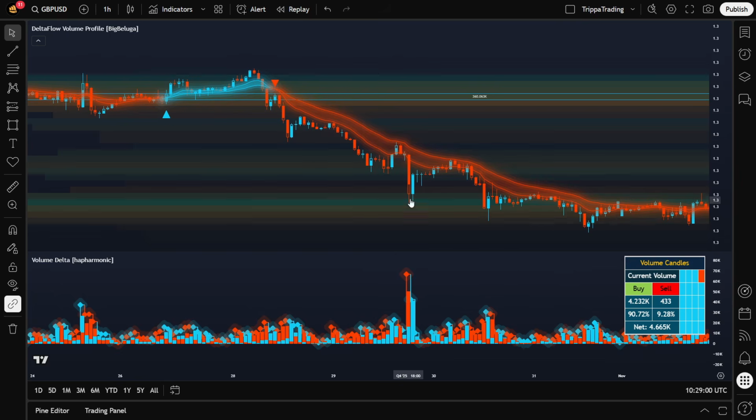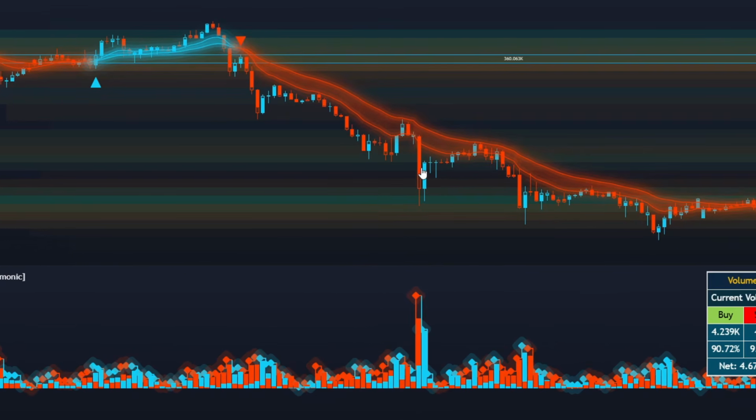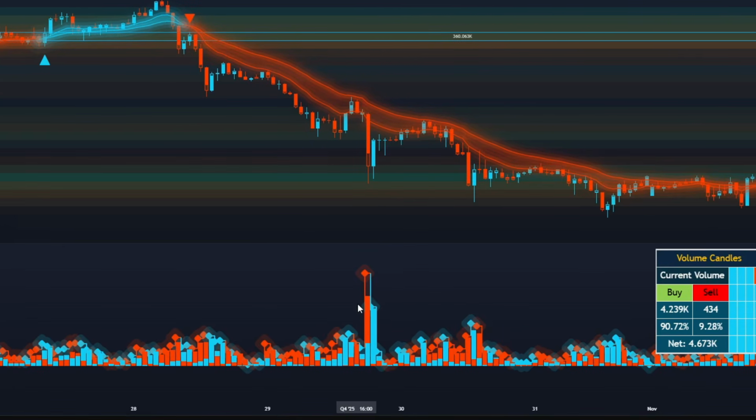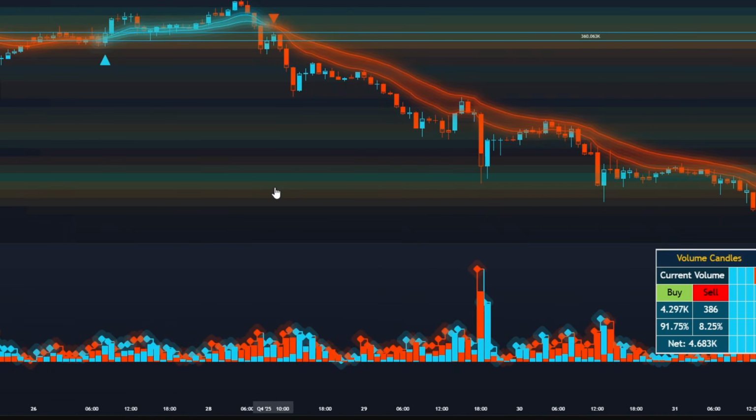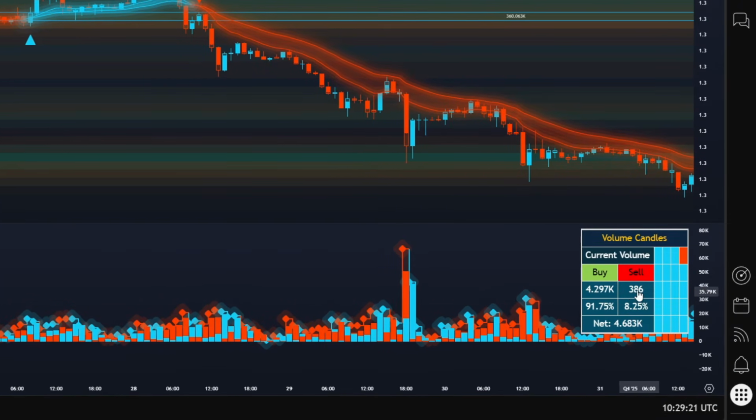This one works a little differently. Instead of showing how much volume happened at different prices, it shows how much buying and selling volume occurred in each candle. Blue bars mean buying volume, red bars mean selling volume. The taller the bar, the higher the activity. Inside each candle, you can even see which side dominated, blue for buyers, red for sellers. It gives you a clearer idea of how each move is being built.